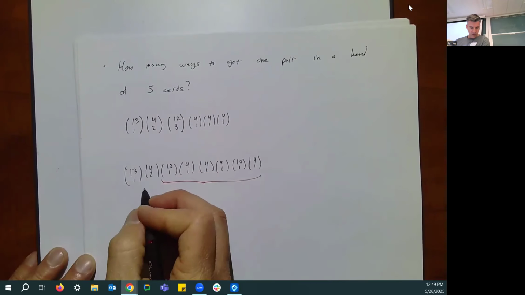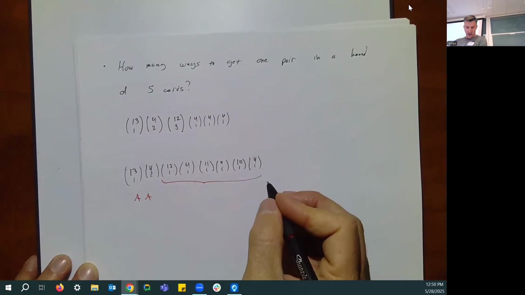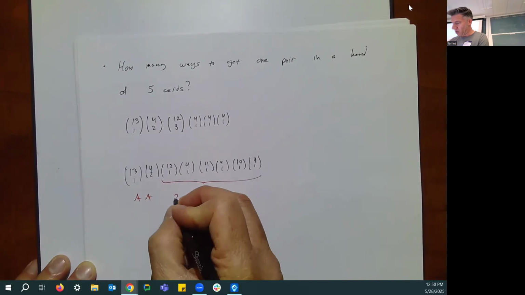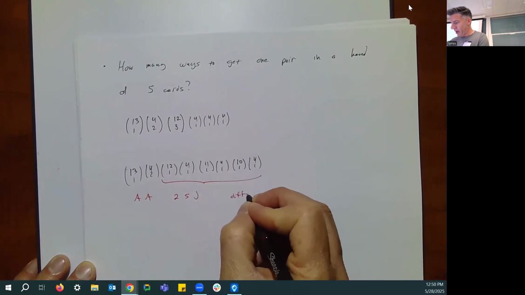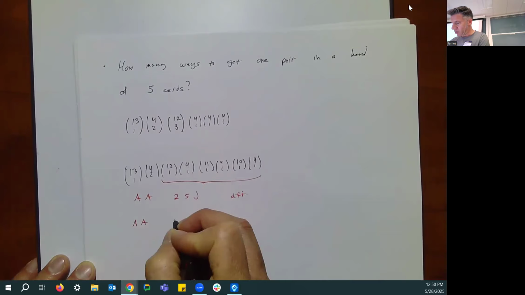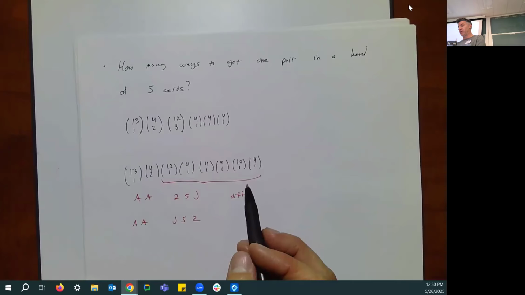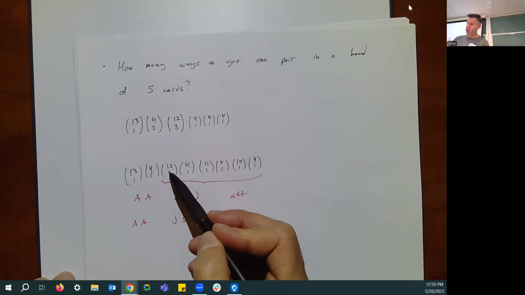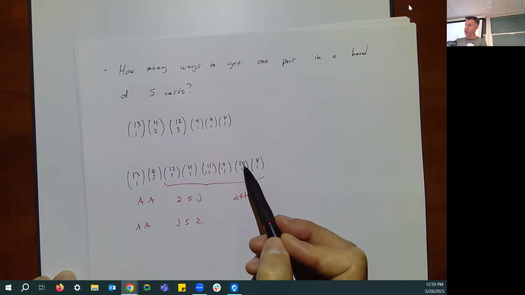Let's say we picked a pair of aces. And then doing it this way counts something like a two, a five, and a jack differently than ace, ace, jack, five, two. But it's the same hand. That's why doing it this way is not correct, because you're saying, okay, pick the two, then pick which two, then pick the five, then pick which five, then pick the jack, then pick which jack.